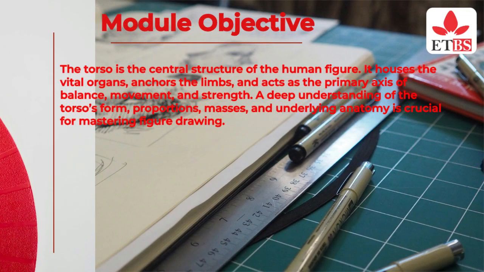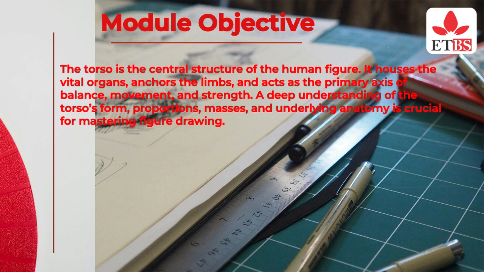Module overview. The torso is the central structure of the human figure. It houses the vital organs, anchors the limbs, and acts as the primary axis of balance, movement, and strength. A deep understanding of the torso's form, proportions, masses, and underlying anatomy is crucial for mastering figure drawing.